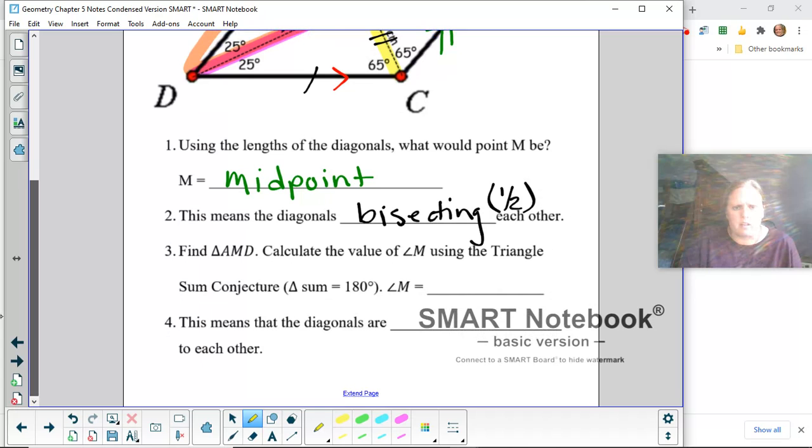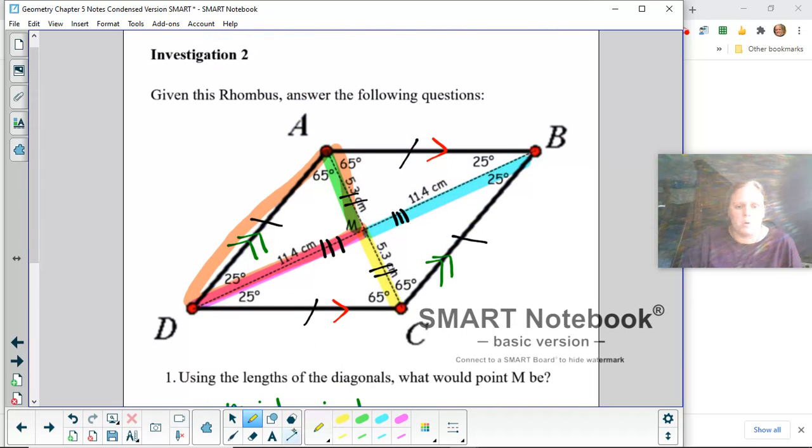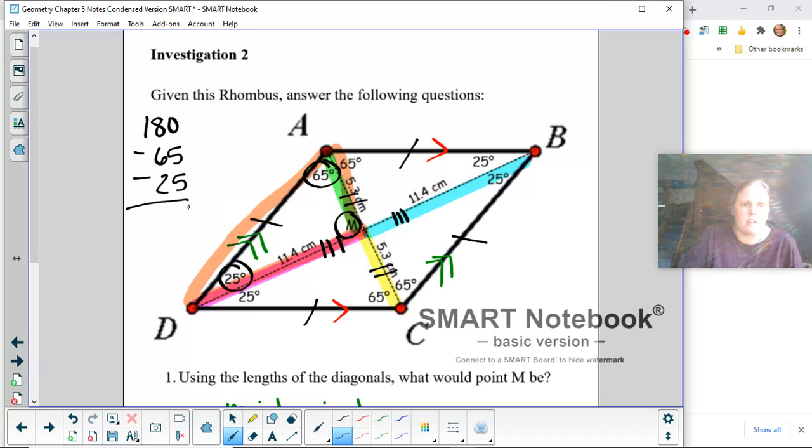It says calculate the value of angle M using the triangle sum conjecture, which means the triangle's total angle degrees is 180. Well, right now we have angle measurements of 25, 65, and angle M, and they have to total 180. So I'm just going to subtract those from the total, and that's going to get me the size of angle M. Now, I'm not super great with math in my head, so I'm going to use my calculator. 180 minus 65 minus 25. I got 90 degrees. What do you know?